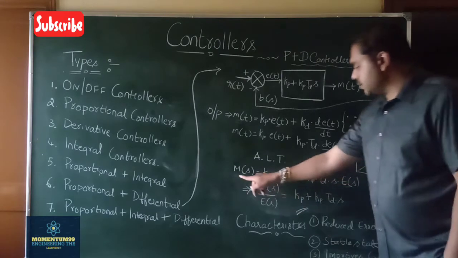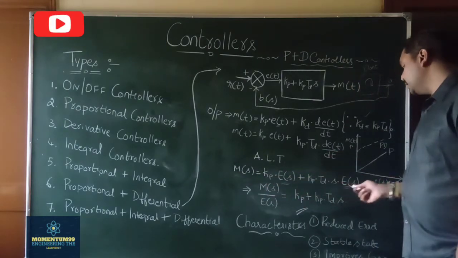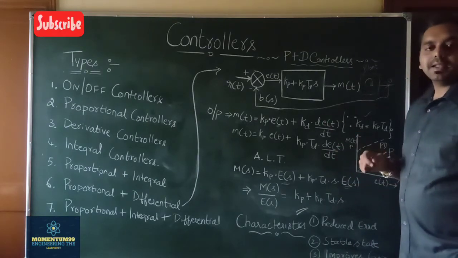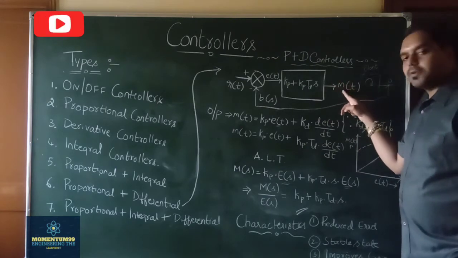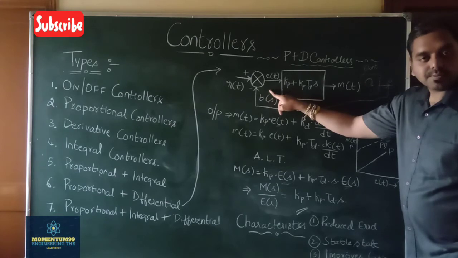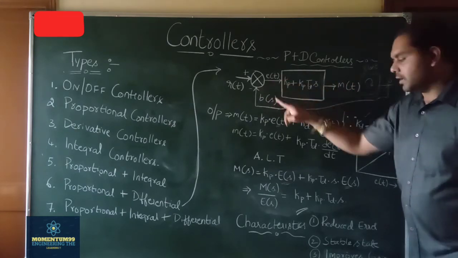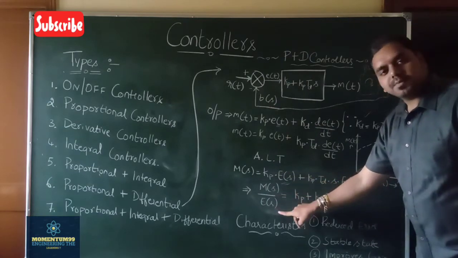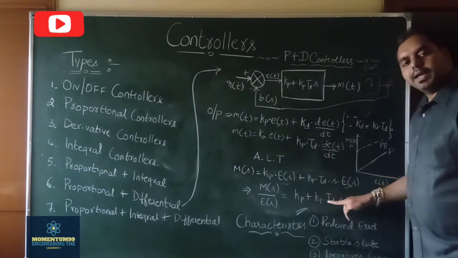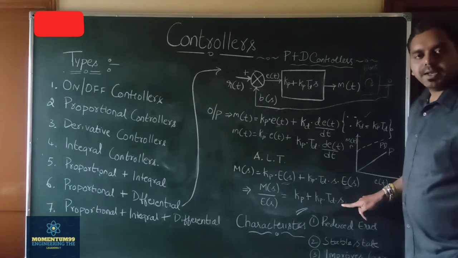Now considering this whole equation, the RHS part, we have this E of s in both the terms here. Taking the like terms and rearranging, we will get the relationship between the output of our PD controller and the input of our PD controller. That is nothing but the ratio of the manipulated signal to the input signal. We will be getting the expression as M of s by E of s, which is equal to Kp plus Kp into Td into s. This is the ratio of output to input in the case of PD controllers.